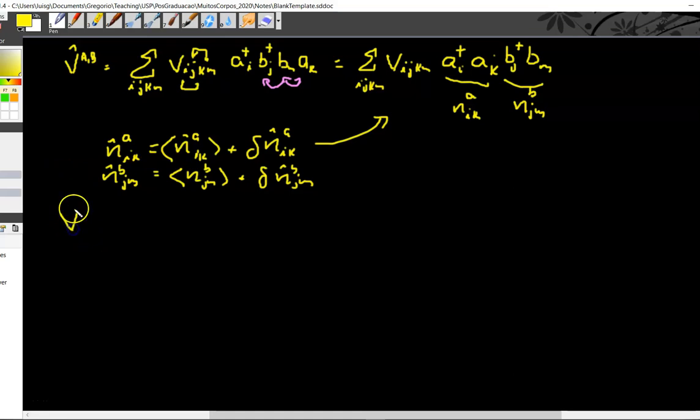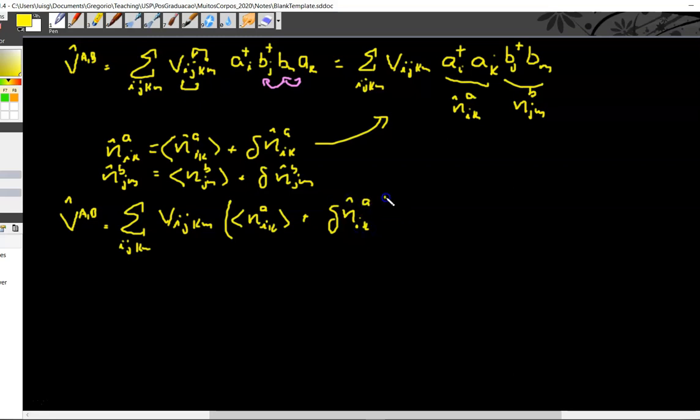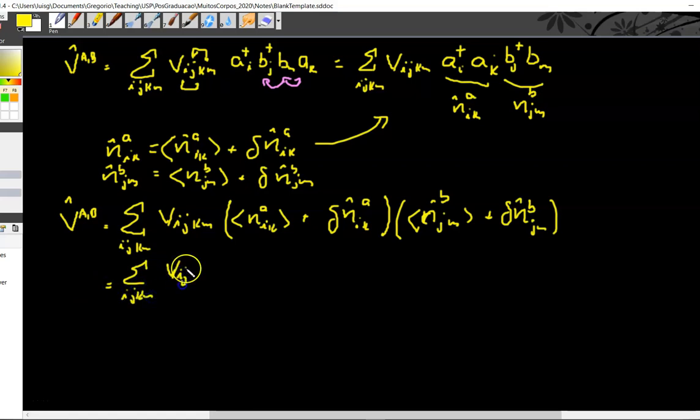So let's rewrite this interaction in terms of these. I'm doing nothing, just rewriting everything in terms of these fluctuation operators. So V_IJKM. Now I have the operator N_A, which would be the average of N_IK plus delta N_IK, times N_JM of B plus delta N_JM of B. And so now you can see that there's going to be two types of terms here.